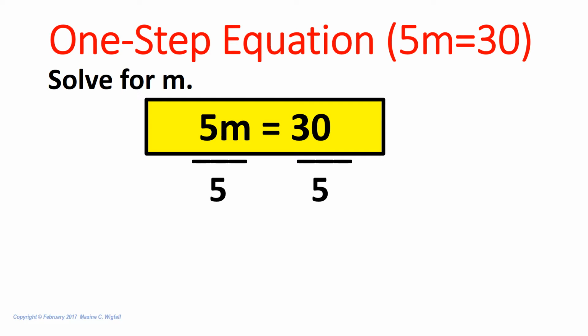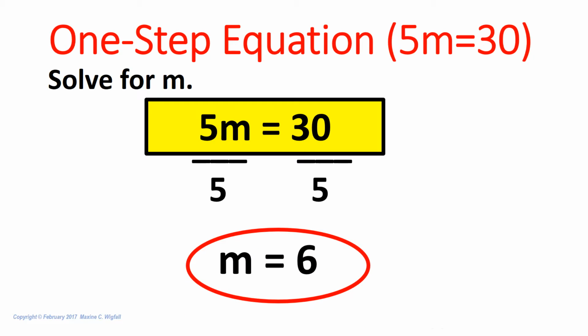On the left, 5 divided by 5 gives you 1. On the right, 30 divided by 5 is 6. 1m is the same as saying m because the coefficient 1 is understood. So the answer is m equals 6.